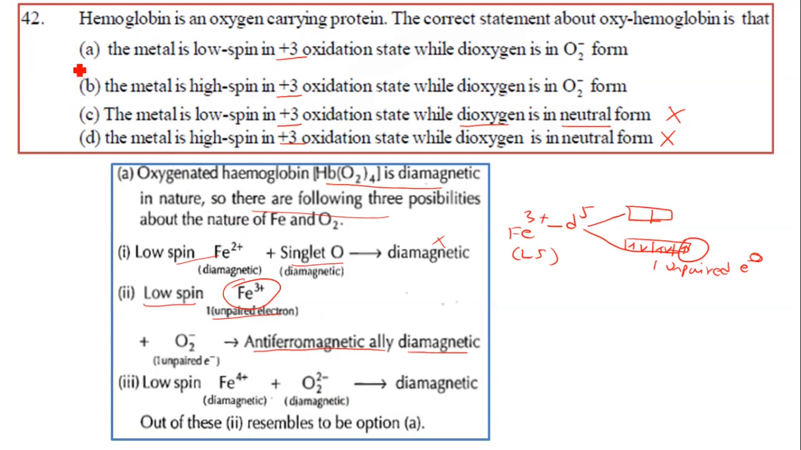That is, the metal is in the low spin state with a +3 oxidation state, which binds the dioxygen in the O2⁻ form.